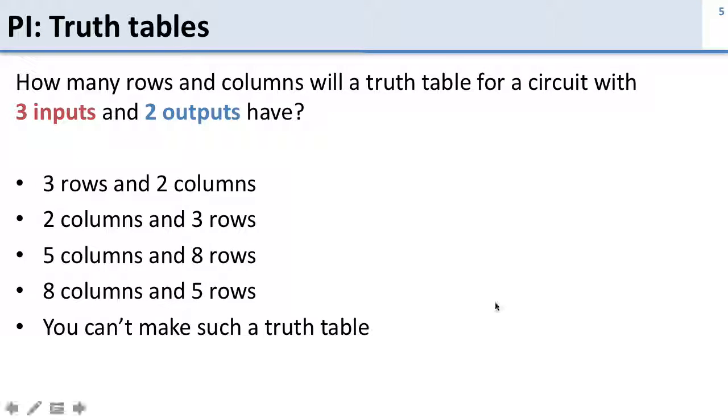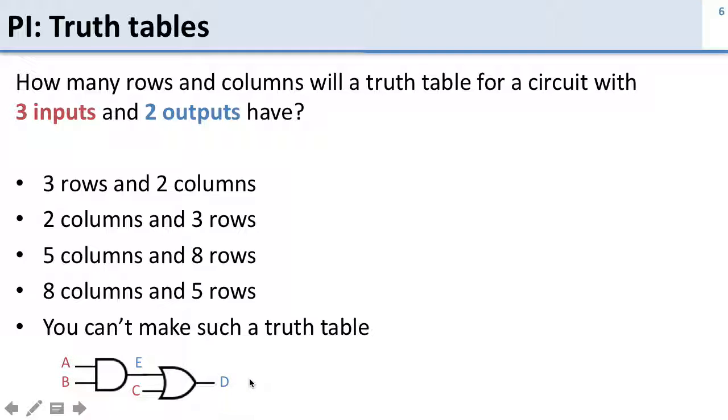So for truth tables, how many rows and columns will our truth table have if we have a circuit with 3 inputs and 2 outputs? Well, let's take a look at this. So here's an example of such a circuit. We've got an AND gate with 2 inputs, A and B, which gives us E, and then we've got an OR gate, which is going to OR the output of this, E, and C, to give us D. So we've got 1, 2, 3 inputs and 1 output here.